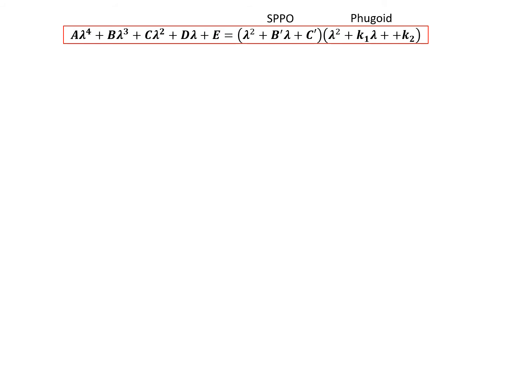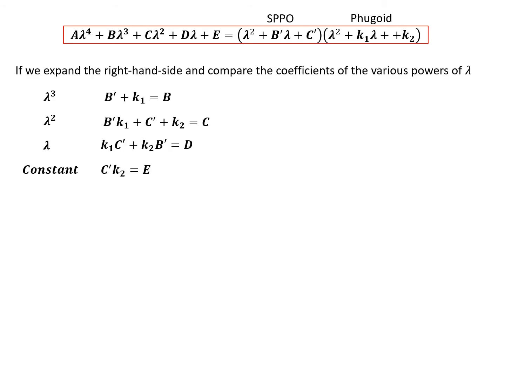Okay, so this is how we split the quadratic equation into two quadratic equations. Now what we do is find B prime, C prime, K1, K2. The way to do it is we expand the right hand side and compare the coefficients with the left hand side, and eventually we have B prime plus K1 equals B, and the rest I'm not reading. So we are here.